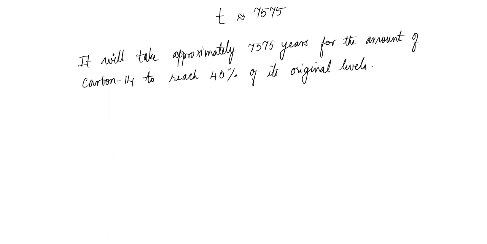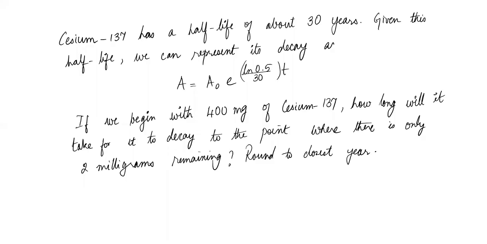We'll do a similar problem now. CCM137 has a half-life of about 30 years. Given this half-life, we can represent its decay as A equals A naught e power ln 0.5 over 30 times t. If we begin with 400 milligrams of CCM, how long will it take for it to decay to the point where there is only 2 milligrams remaining? Round to the closest year.